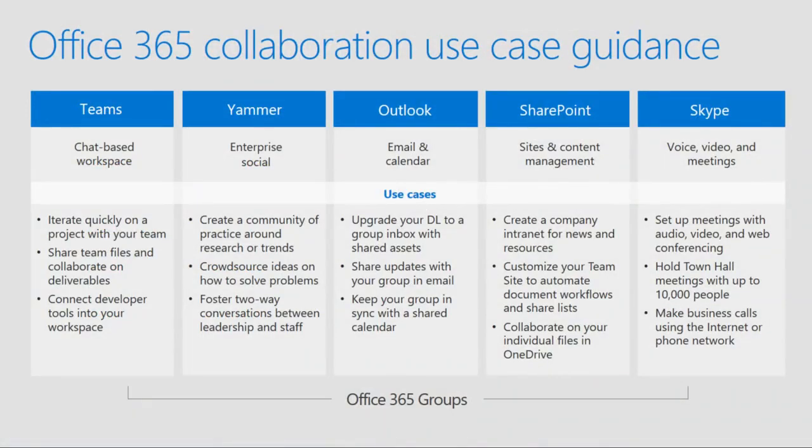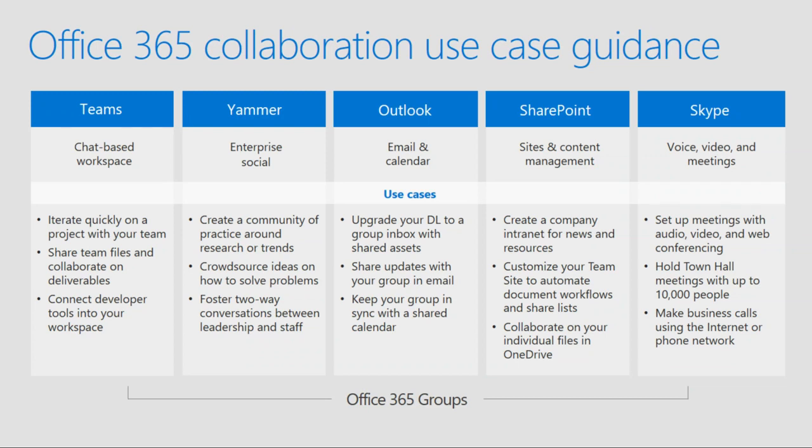So starting off with some Office 365 collaboration use case guidance, we have in the offering Teams, Yammer, Outlook, SharePoint, and Skype. And there have been some questions on, when do I use which tool? So I think most of those questions stem from people who are using both Yammer and Teams. And our advice typically in this area is Yammer is an enterprise social solution. So if you have a conversation that you want to take place across a big enterprise, Yammer is great for that, whereas Teams is a chat-based hub for teamwork.